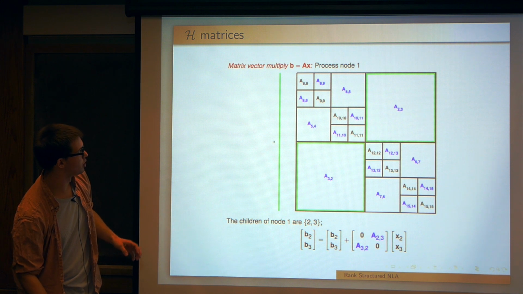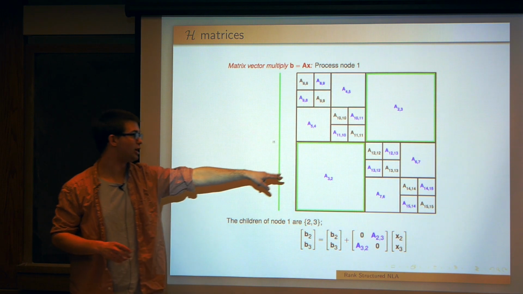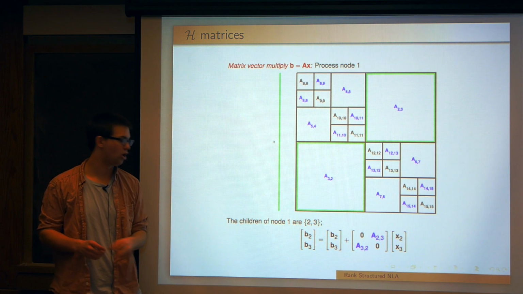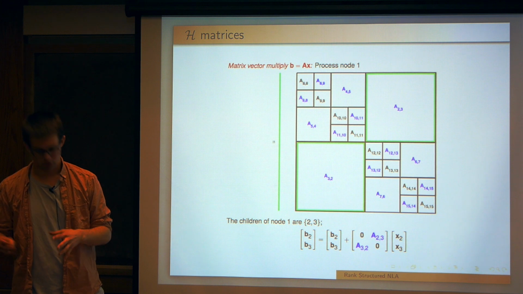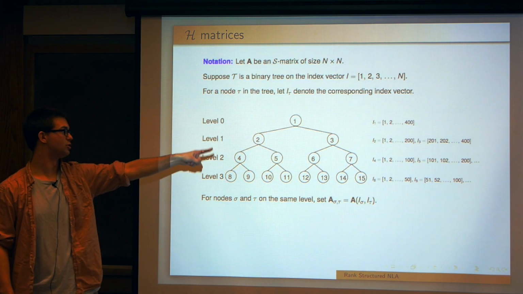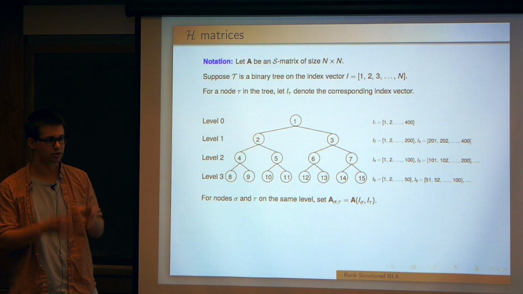So first we go down one level of the tree, and we have A23 and A32 blocks. Here I'm going to introduce an idea called children of a node. If we go back to our tree, the children of 1 are 2 and 3. The children of 2 are 4 and 5. Pretty simple. It's all binary.